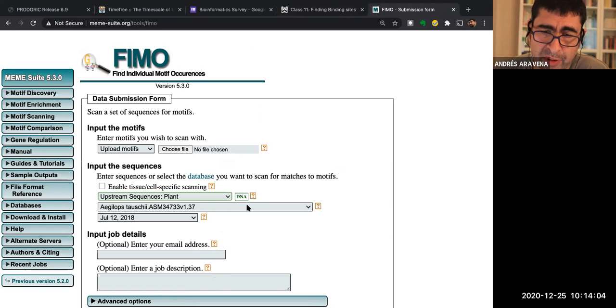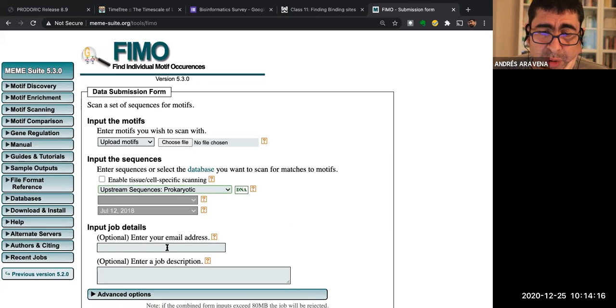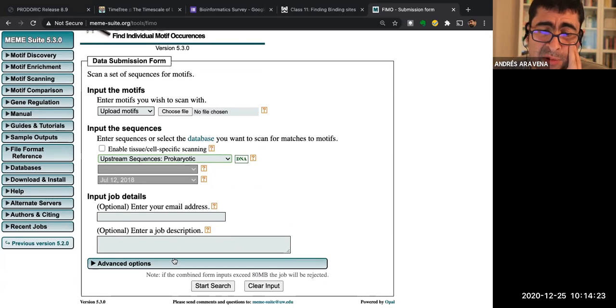I don't know. Then you can find different ones. Well, they have some organisms that are already prepared. Prokaryotic. You can put your email because it can take some time, so you get the result by email, and a description so you remember. And you cannot give more than 80 megabytes. Okay, this is still working.